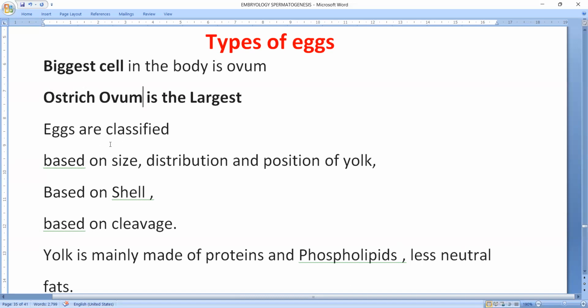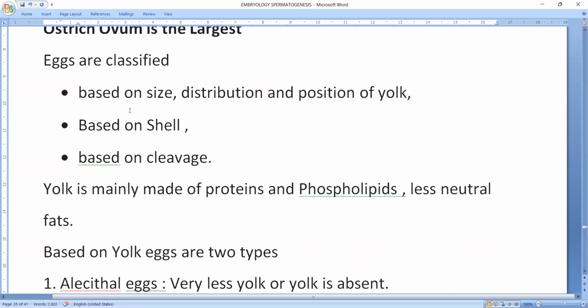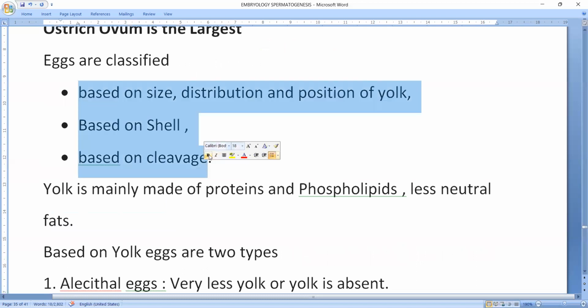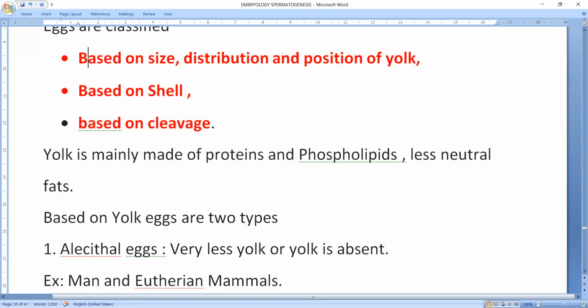Okay. So the eggs are classified based on the yolk size, yolk distribution, and its position. The eggs are generally classified based on three aspects or three points. One is based on the yolk position, distribution, and size, then based on shell, and based on cleavage type, that occurs in the zygote. So the egg is classified.